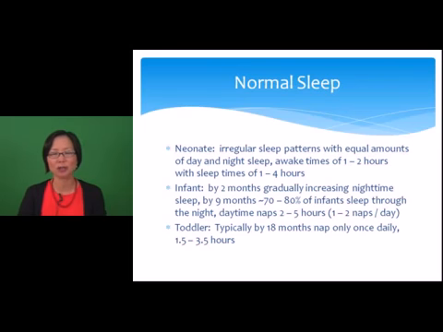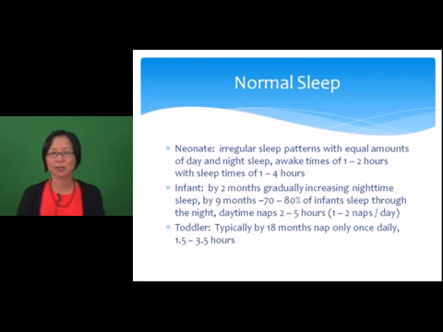By the time an infant is 2 months of age, they've gradually started to increase their nighttime sleep, which is just about the time the parents are ready to drop, so they're really excited. And by 9 months of age, most infants will sleep through the night. They don't need to eat at night by this age for growth. Most of these children will have daytime naps, typically 1 to 2 naps per day, 1 in the morning and 1 in the afternoon, from 2 to 5 hours total of nap time.